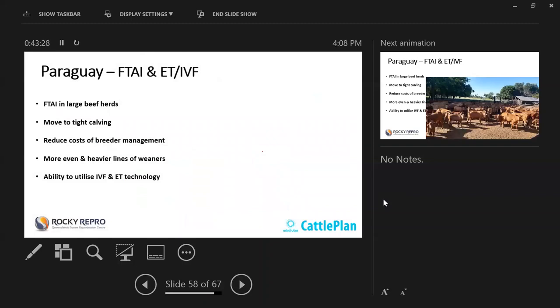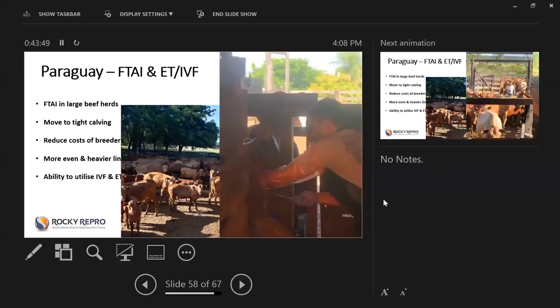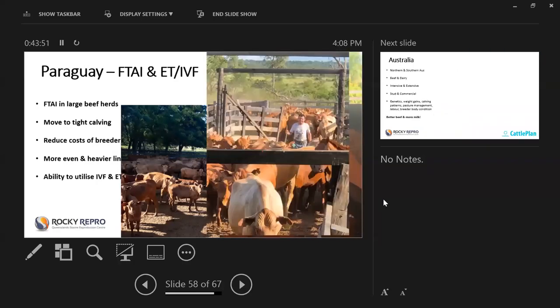Paraguay is a market that Rocky Repro work with a fair bit, and they use fixed time AI, ET, IVF in their herds, reducing cost of breeder management, looking for more even lines of cattle, and tightening up the joining season. So these are some ET recips with their calves in Paraguay, and them just doing transfers, and that's what their cattle yards look like.